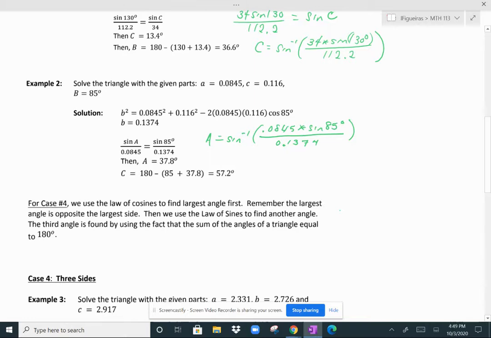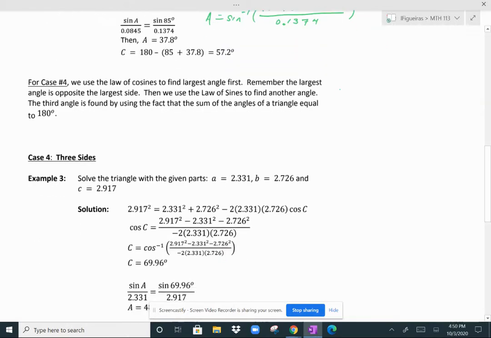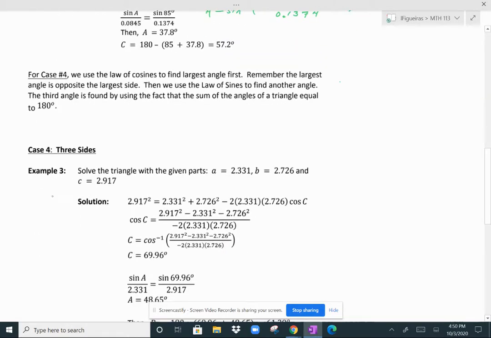All right, so here is your first example of case 4. We have sides A, B, and C being given. Those are your three sides. And the largest angle will be angle C because that's opposite the largest side. So I'm going to use the third of the three formulas that were given originally. So this is C squared equals A squared plus B squared minus 2AB times the cosine of C. That's what we're solving for.